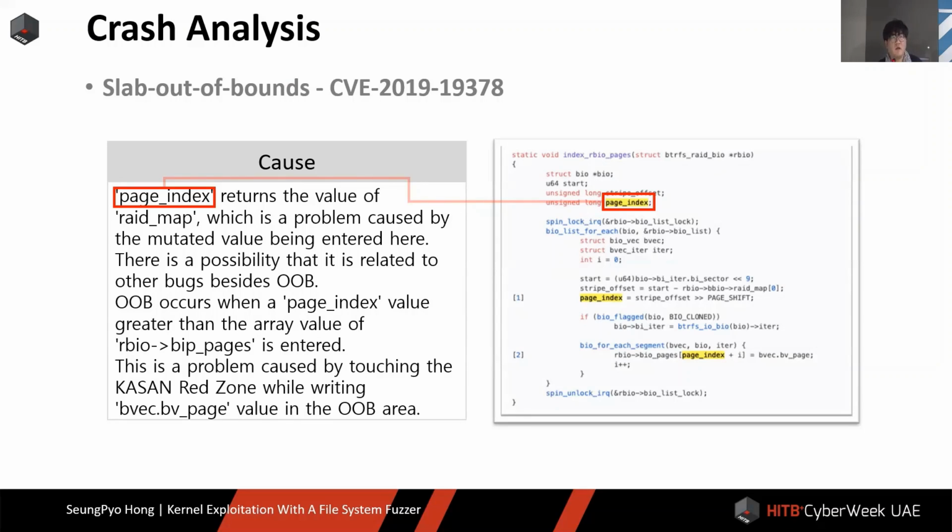The vulnerability is the slab-out-of-bounds vulnerability that occurs in the index_rbio_pages function of Btrfs.